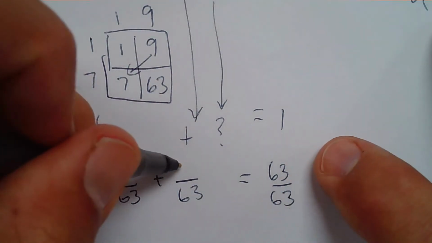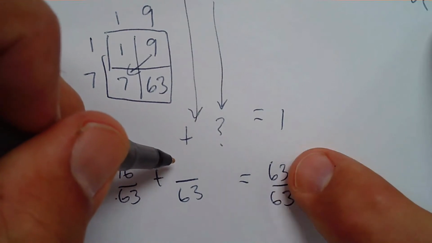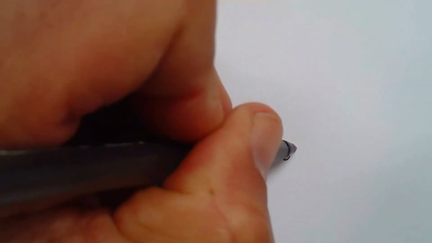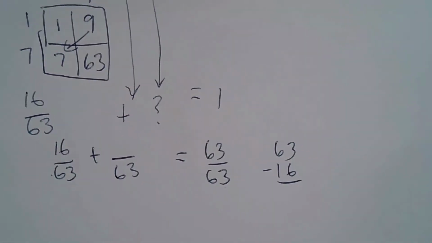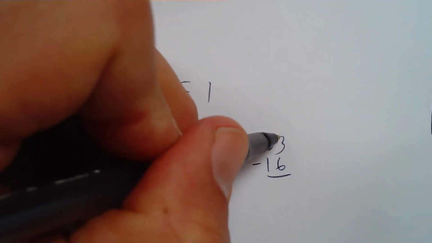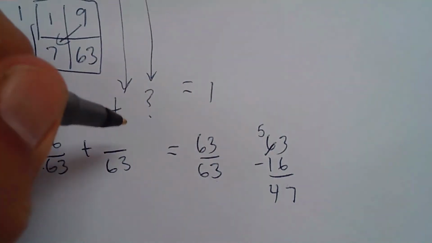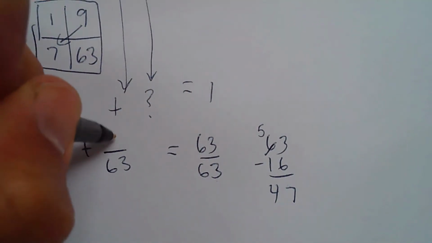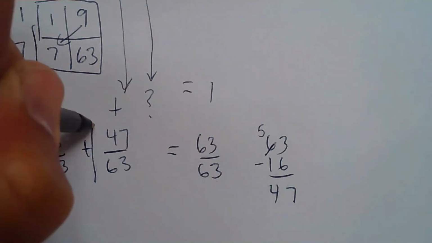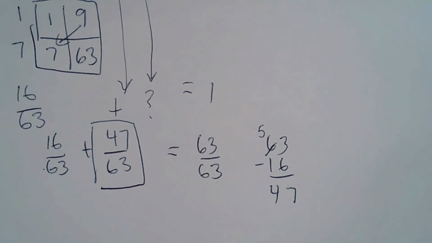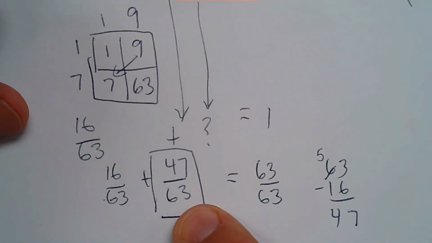Well, that ends up being 63 minus 16. So I'll do that over here, 63 minus 16. That's 7. This is 5 minus 1 is 4. So that would be 47. 47 over 63. This is our answer. 47/63 of the shed is what she built on Wednesday.